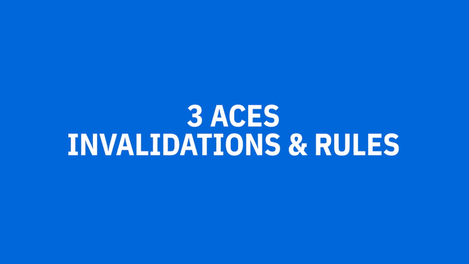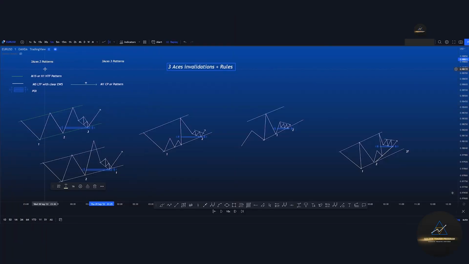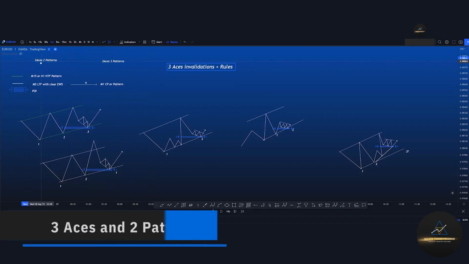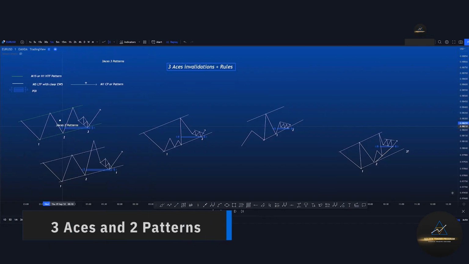aces, invalidations, and rules. So what makes a three aces valid? What actually validates it, right? First of all, we need to start from the very basic, which is three aces and two patterns. And it's this example I'm giving here, right? That's the typical three aces, right?